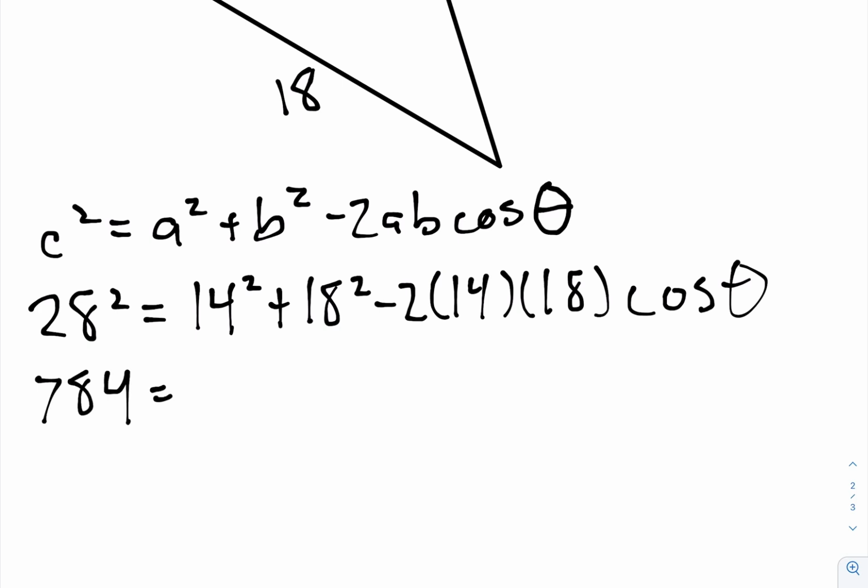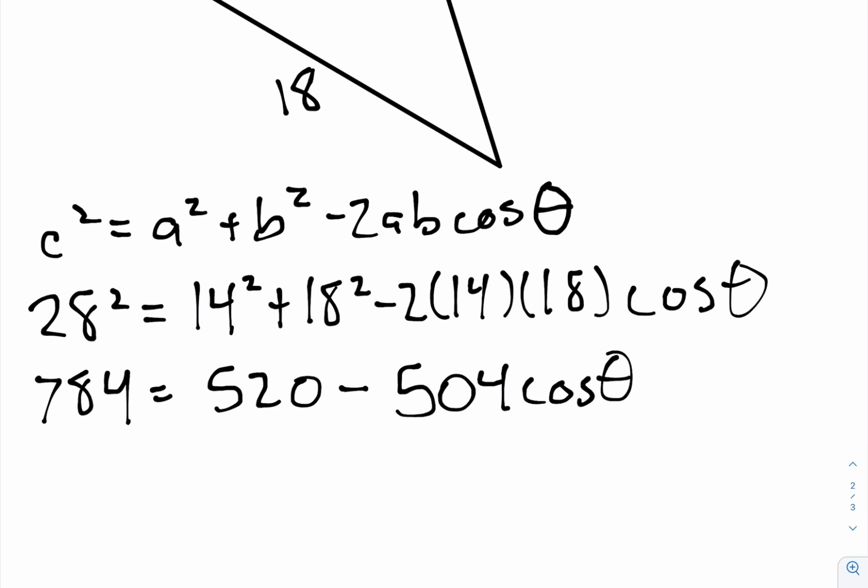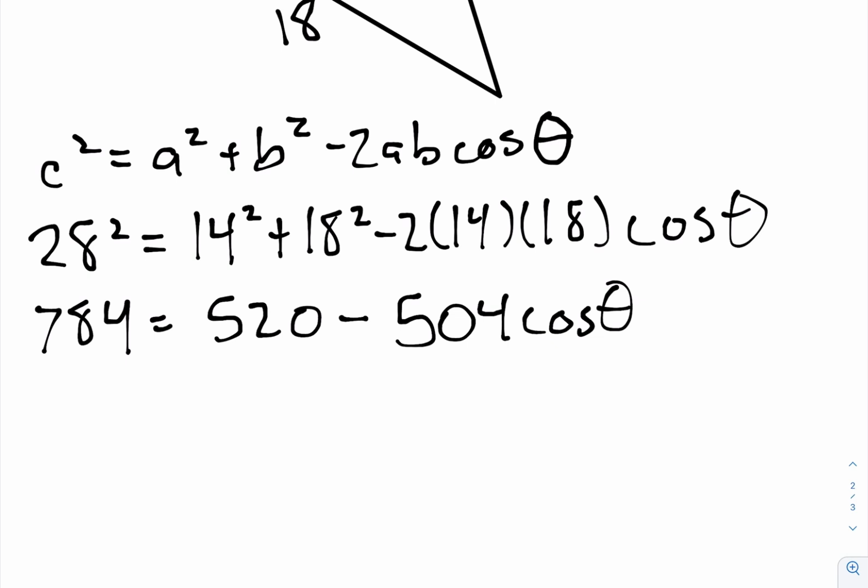Okay, that's going to be equal to, so 14 squared plus 18 squared is 520 minus 2 times 14 times 18, that's 504. Typically, we would just do 504 times the cosine of theta, except we don't know what the cosine of theta is. We don't know what theta is. So we have to leave it as just 504 cos theta because we don't know what the actual value theta is. And right now what we're going to do is we're going to move this 520 over to this side. Okay, so if we subtract 520 on both sides, right, we're going to get 784 minus 520. That's going to be 264. So 264 is going to be equal to negative 504 cos theta.